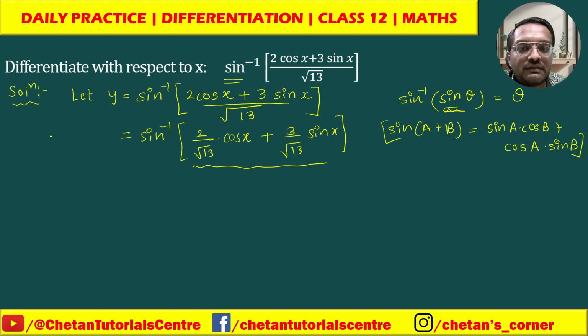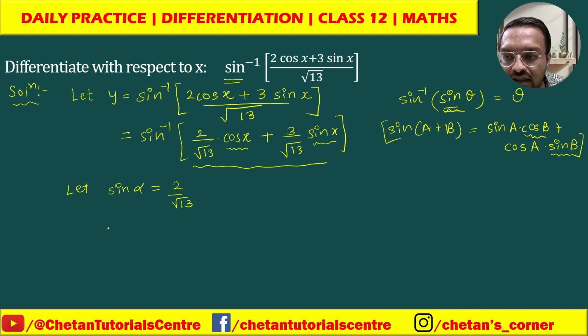So how will we do that? Here you can see that we have cos of x, and there you have cos of b. Similarly, we have sine of x, and there you have sine of b. So what we will do is assume this term 2 upon root 13 as sine alpha. So let sine alpha be equal to 2 upon root 13.